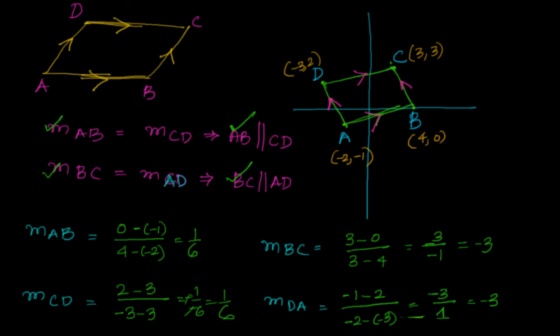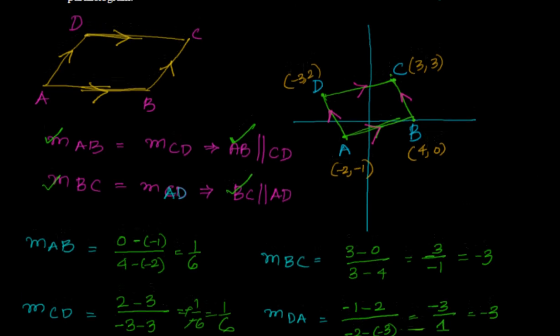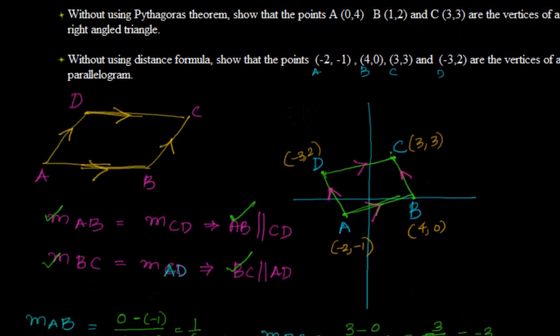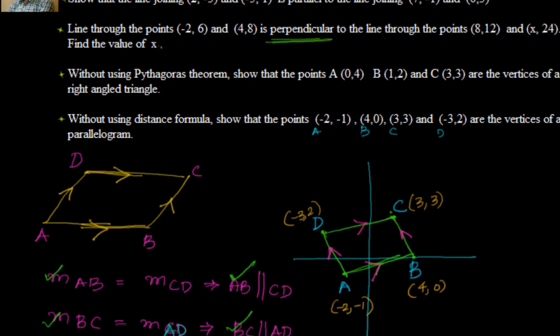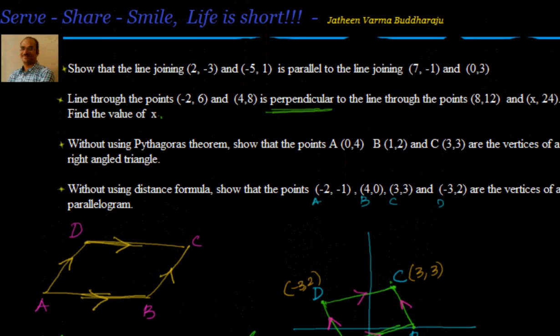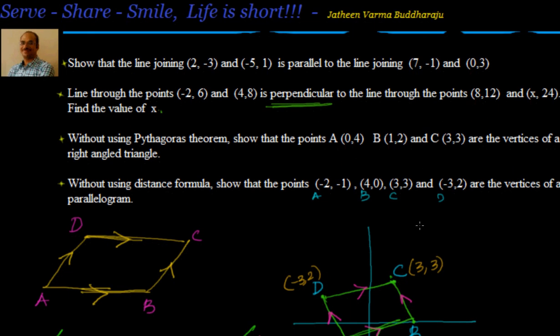So that's how we can do some simple problems related to parallel and perpendicular slopes of a line. The point to remember: if two line segments are parallel to each other, then their slopes are equal. If two line segments are perpendicular to each other, then the product of their slopes is equal to -1.